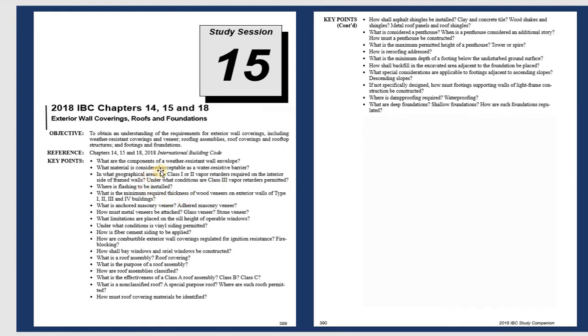We need to know about the components of the weather resistant wall envelope material, considering the geographic area for Class A, Class 1 and 2, vapor retarder or flashing, the minimum thickness requirement for wood veneer for Type 1, 2, 3, 4 construction, and fire cement, combustible exterior wall coverings, roof covering, roof assembly classified Class A, Class B, and after that clay and concrete tile, shingles, that means the roof materials, how high the penthouse, tower and spire, and re-roofing. So it covers the chapter.